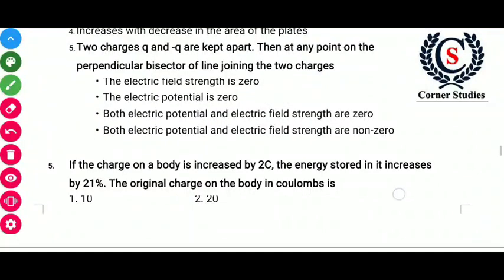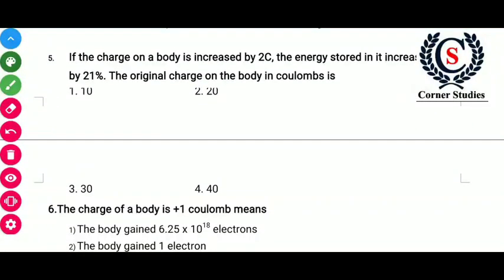Next question. If the charge on a body is increased by 2C, the energy stored in it increases by 21%. The original charge on the body in Coulombs is: 10, 20, 30, 40. What is the answer? 20. Next question.